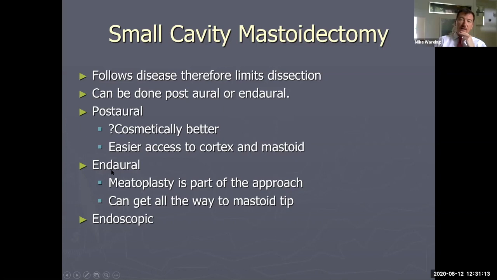And the other good thing about the endaural is that the meatoplasty is part of the approach. So making the ear canal bigger helps with the post-operative management of these patients. It also helps to provide some ventilation to the ear as well. And that's an important part of surgery. The advantage of endoscopic surgery, which is essentially a permeatal small cavity inside out mastoidectomy, is that you don't have all of the previous excisions, but you do have to get some tissue from somewhere.